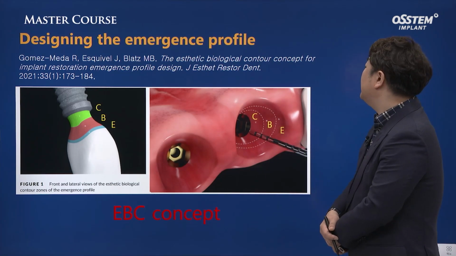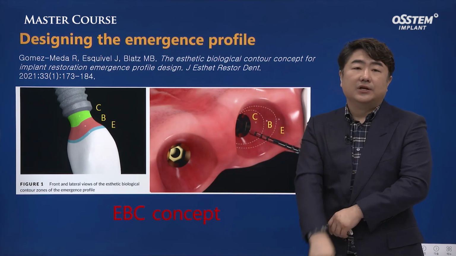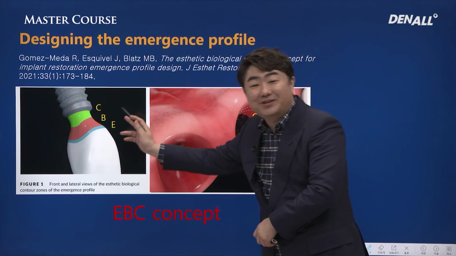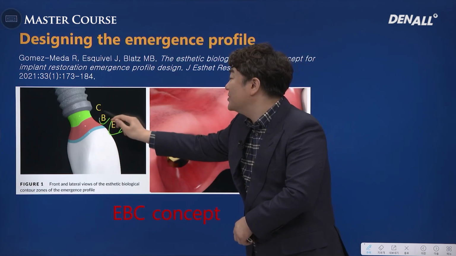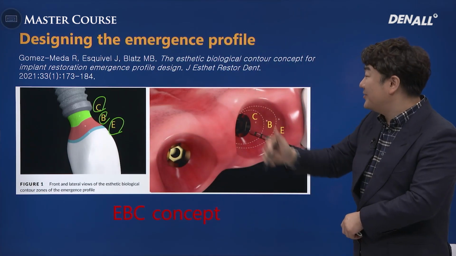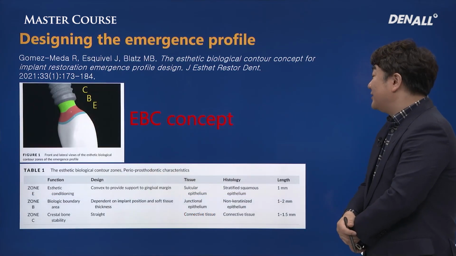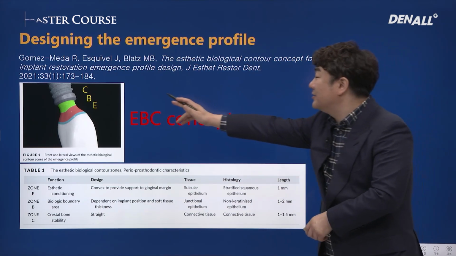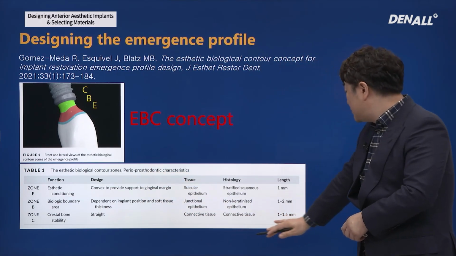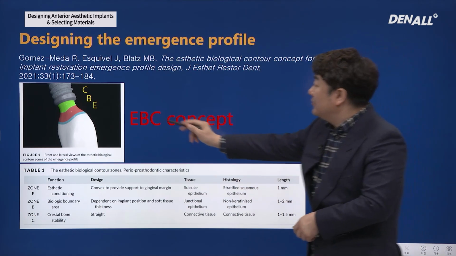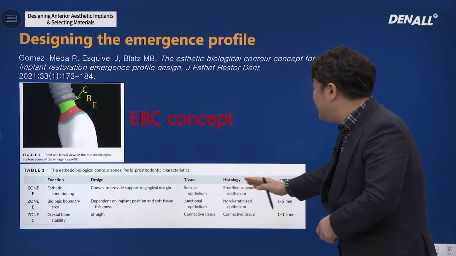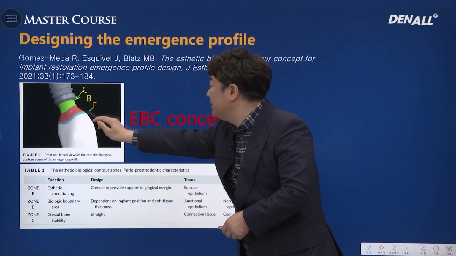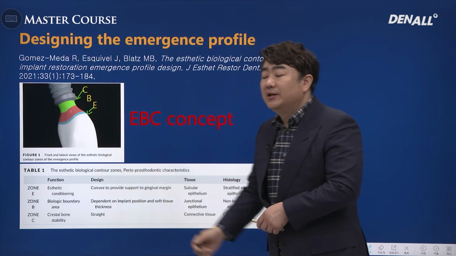The previous study divided the emergence profile into 2 spheres, but here it is divided into 3 spheres. This is the EBC concept: aesthetic, biologic, and crystal. The design guideline is that in the C area, it is about 1 to 1.5 millimeters. It should be straight, and in the case of B, which is around the CEJ, it is about 1.5 to 2 millimeters. So it should be more convex.